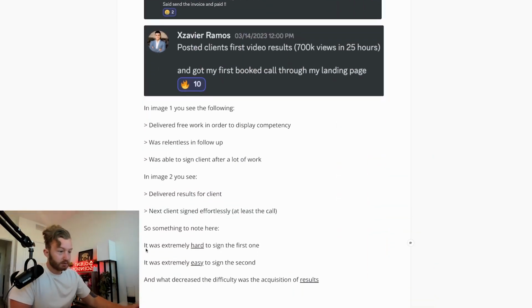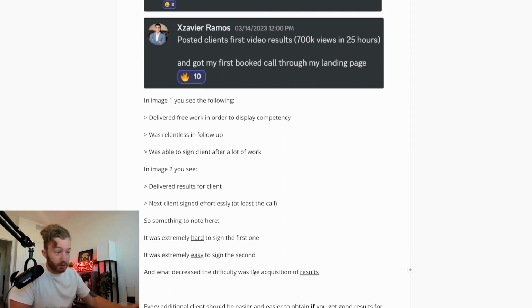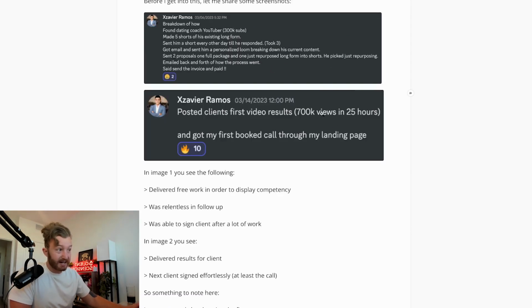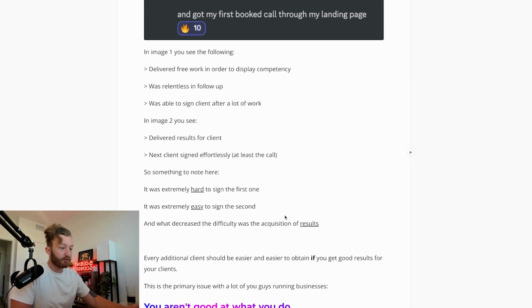Right? So it was extremely hard to sign the first one, extremely easy to sign the second. And what decreased the difficulty was the acquisition of results. This right here is the only reason it's easy. Every additional client should be easier and easier to obtain if you get good results for your clients. This is the primary issue with a lot of you guys running businesses, and it's the reason why so many things get screwed up in marketing, right?